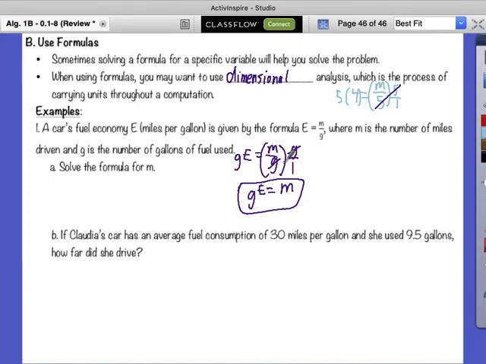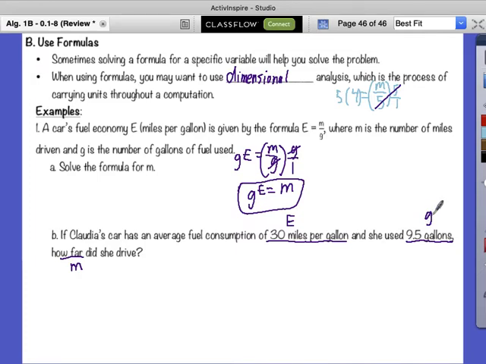Now, what are we given? We said how far we're driving, that's going to be M, or miles. For an average fuel consumption of 30 miles per gallon, is that going to be our E or our G? It's going to be our E, our fuel economy. Our economy, E, is in miles per gallon. She used 9.5 gallons. That would be G, gallons of fuel.